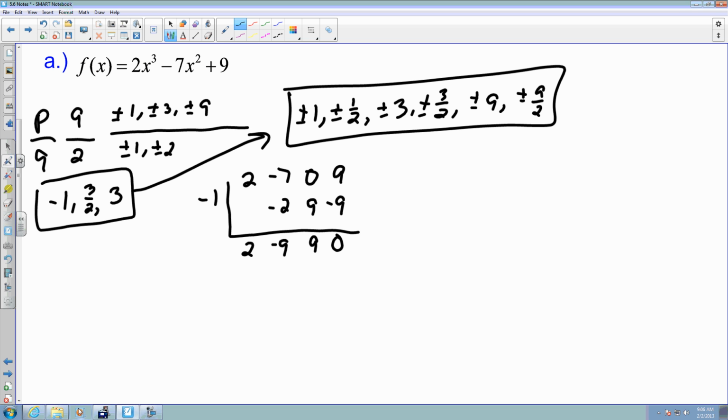Now this 0 is very, very important. If you get a remainder of 0, that means that negative, whatever value I use for the synthetic division, is a true statement, and it is a real zero solution. So let's try the other ones.